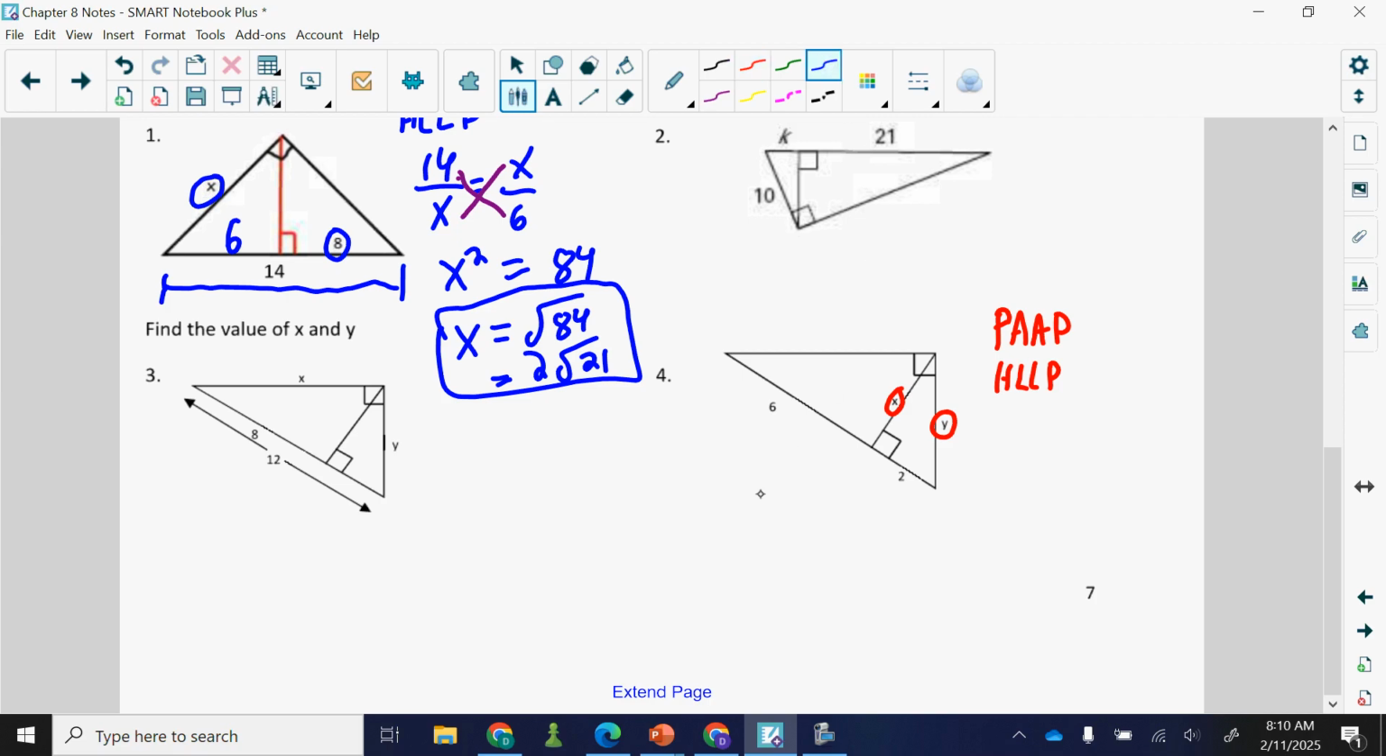So let's start with finding x, so PAP. So we have one part, 6 over the altitude x equals the altitude x over 2. So I could say x squared equals 12, which means that x is the square root of 12, which also means that x equals 2 root 3.